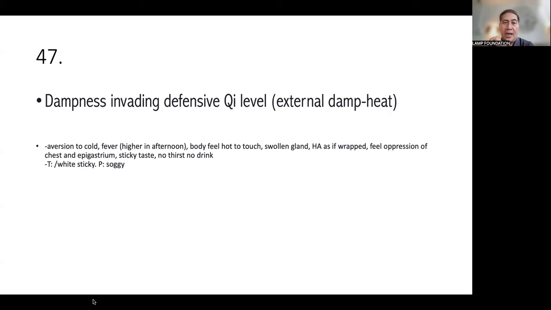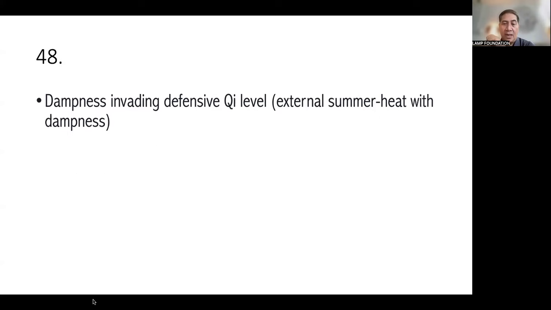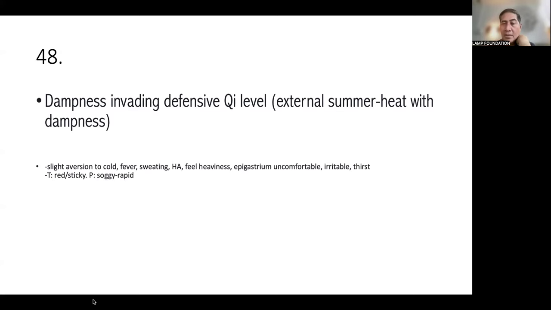Next, number 48, dampness invading the defensive qi level manifestations. External summer heat with dampness. There's slight aversion to cold, fever, sweating, headache, feeling of heaviness, epigastrium uncomfortable, irritable, and there's thirst. The tongue is red or sticky if there is summer heat. This is actually summer heat, no? And the pulse is soggy, rapid.